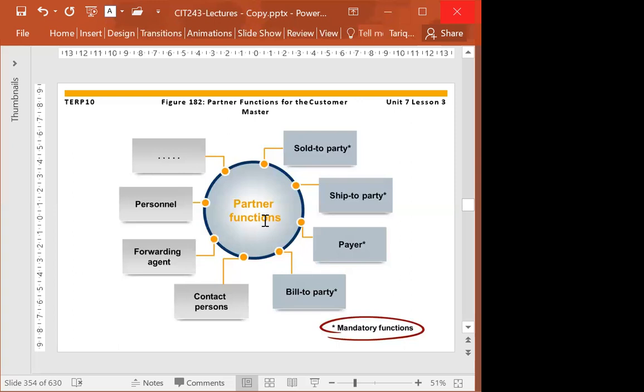So you have to know that sold-to party, ship-to party, because shipping is very important. Who will pay? That is again very important. Bill-to party, that is again very important. Where you want to send your bill and who is the party you are selling to. Contact person is optional. Forwarding agent is optional. Personnel is optional.